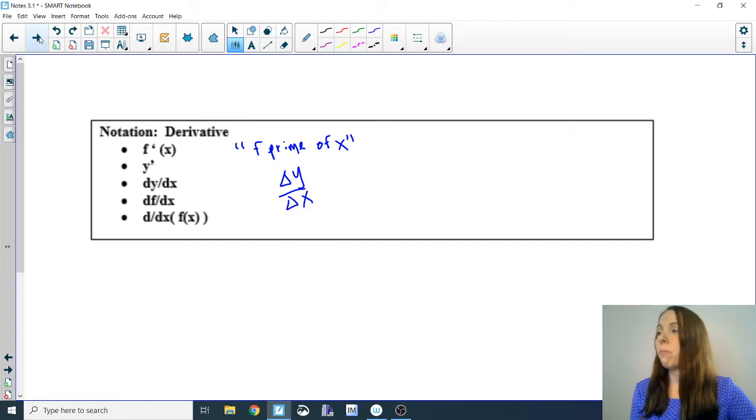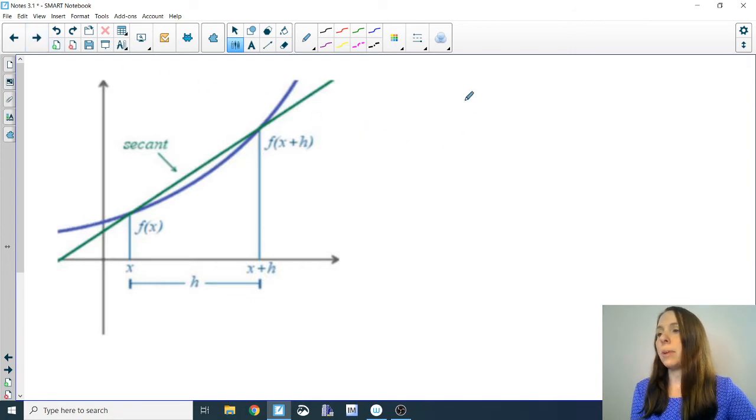Okay, so let's review that right now with this little graphical component here. If you are following along with the guided notes, you might just see a set of axes, I believe.